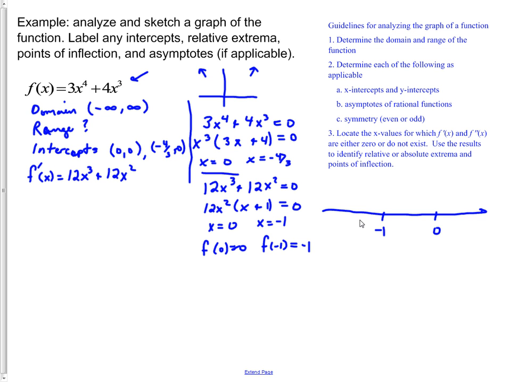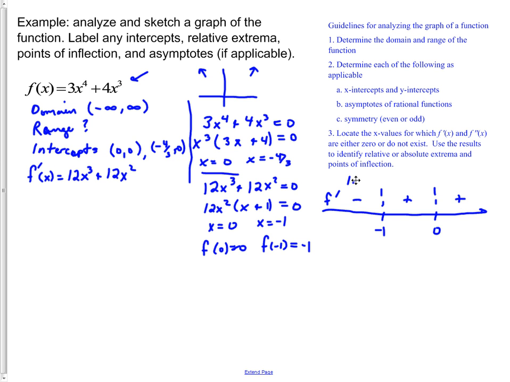Well, we can test our intervals right here. If we chose a number to the left of negative 1, say negative 2, we'd have 12 times negative 2 squared times negative 2 plus 1. That results in f prime being negative. We know that changes to 0 at negative 1. What happens between negative 1 and 0? Well, if we were to put in negative 1/2, negative 1/2 plus 1 is positive. 12 times 1/2 squared is positive. Therefore, f prime is positive there. And then we try a number that's greater than 0. How about positive 1? Well, 12 times 1 squared times 1 plus 1, that would also be positive.